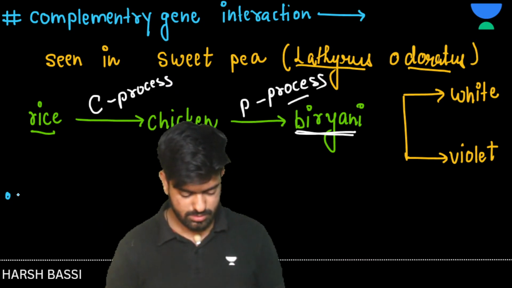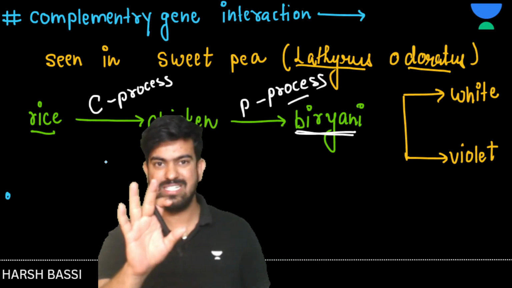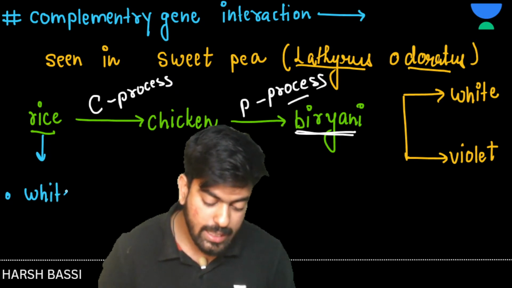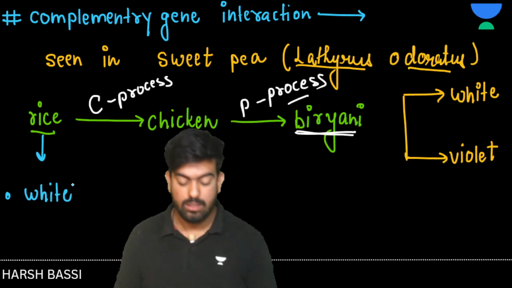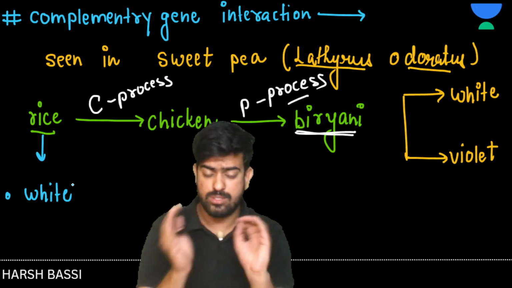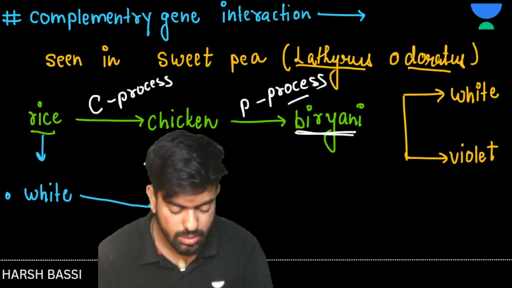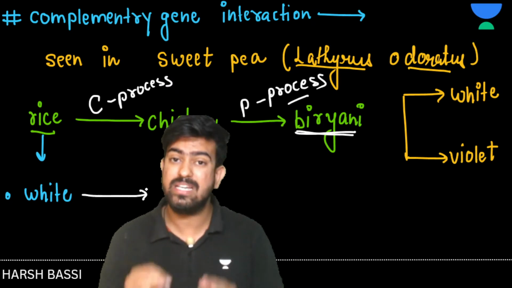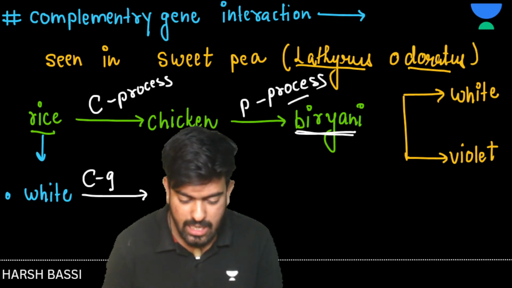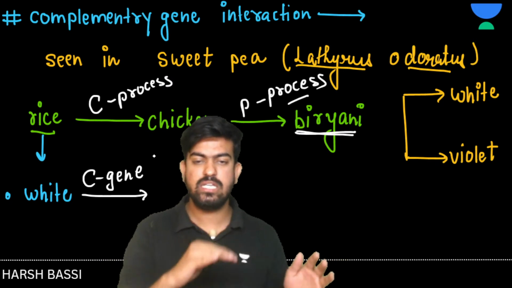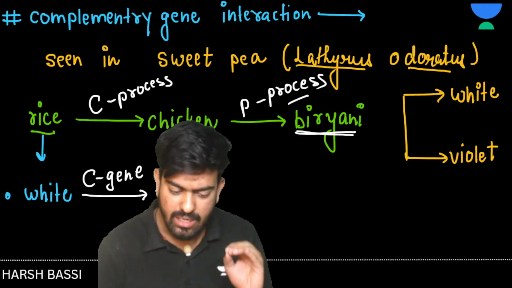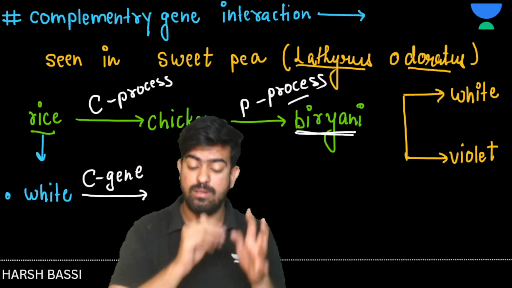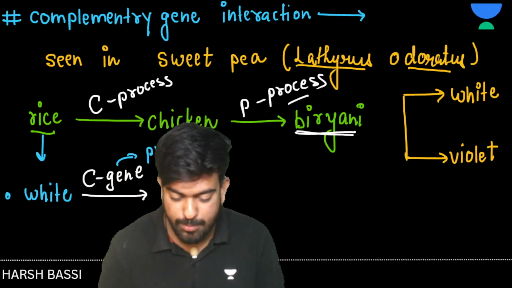Fast. Okay. Now see. So rice is there. Clear. So compare rice with the white color. Okay. Now to make violet color, there is some process that has to happen. See, to make white color into violet, there are two steps. First of all, there should be a C gene present. And this C gene will do something, and after making the proteins, the C gene will make the proteins, yes or no? Genes will make the proteins, yes or no?